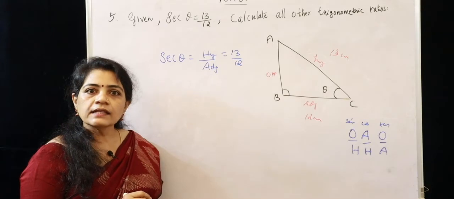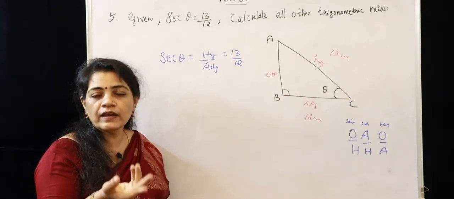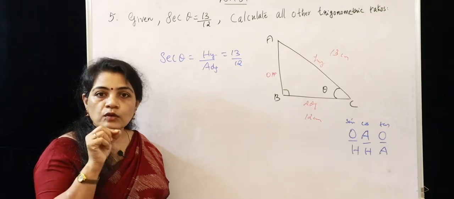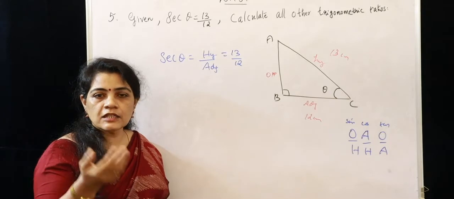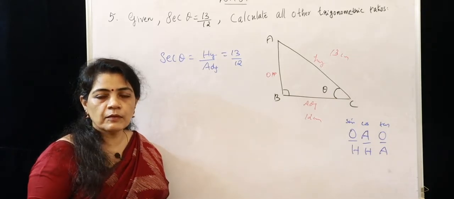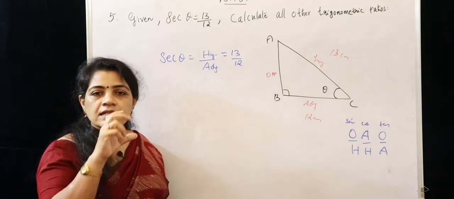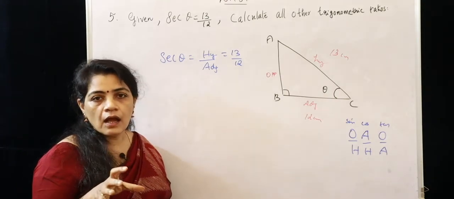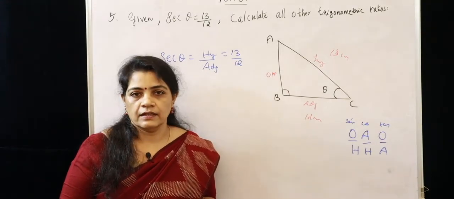Okay, and definitely we have to find the opposite side first. Only then can we write sin theta, cosec theta, and tan theta: opposite side by hypotenuse, its reciprocal cosec hypotenuse divided by opposite, and cot. So we have to find the opposite side first. Since it is one of the sides of the right triangle, we can apply the Pythagoras theorem to get the opposite side.